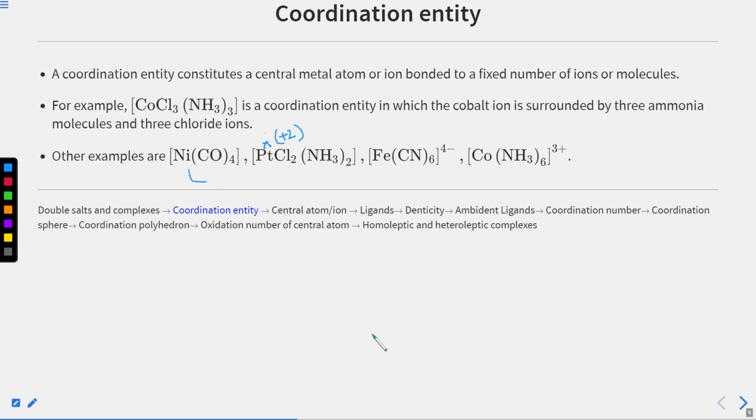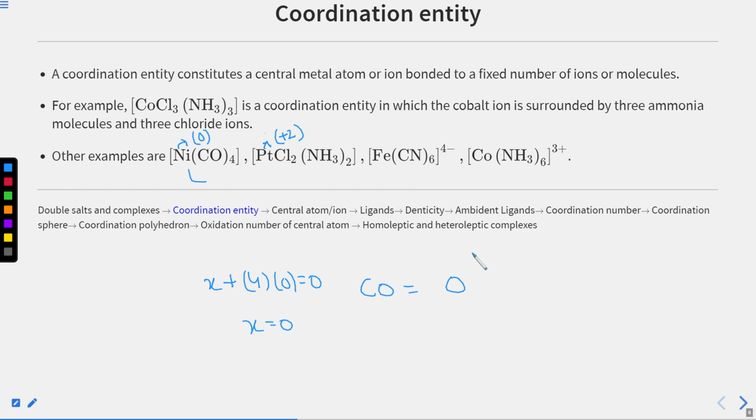What about this? Carbonyl has a charge of 0. You should remember all of this, which ligand has which charge. So X plus, let X be the charge on nickel, 4 CO, that has a charge of 0, that is equal to 0, that gives X equals 0. So this has a 0 charge.